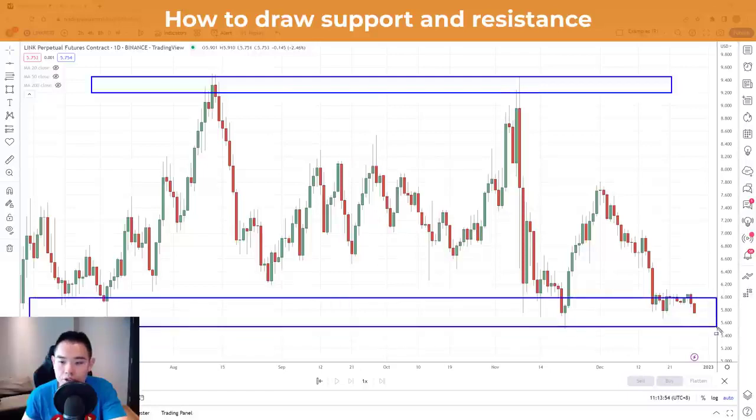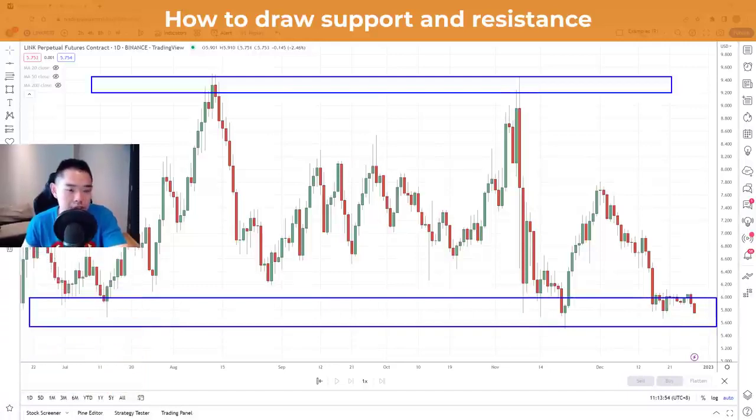Okay, you can see, try to get as many touches as possible. So for this area of support, we have this 1 touch, 2, 3, 4, 5, 6, 7. This one over here, 1 touch, 2 touch. Actually, this one here, I might even shift up a little bit higher to take into consideration these lows as well. Okay, so you've learned how to draw support and resistance like a pro.